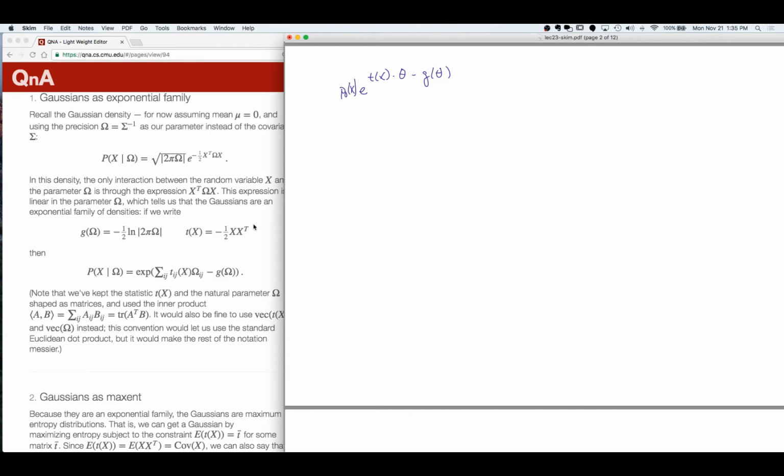And so if we make these definitions, if we write in particular t of x equal to minus a half x x transpose, and if we write theta, the parameter, to be the precision matrix omega, then t of x dot theta is, and I'll write dot here in quotes, because these are actually both matrices, and so I'm using the matrix inner product.